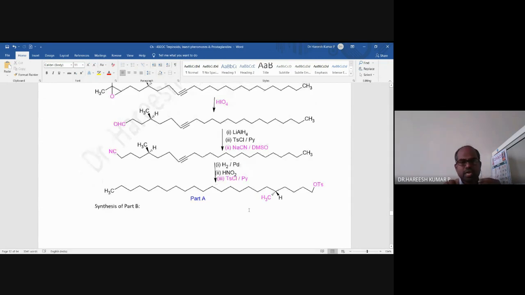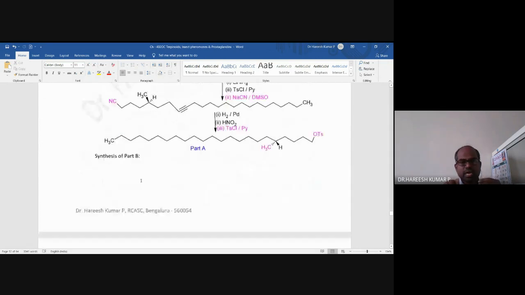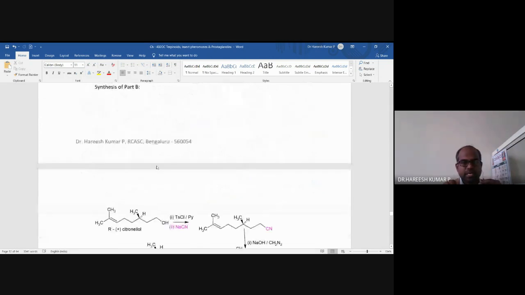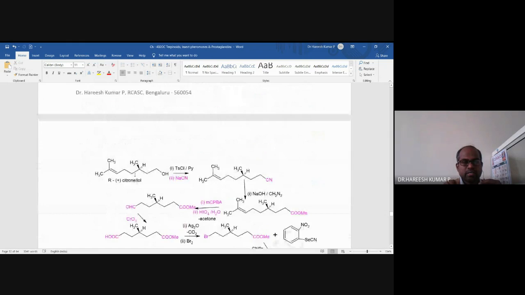So with this, I will go to the synthesis of part B. So this is the citronellal. Okay, citronellal, again you know that it's a naturally occurring terpenoid. So this citronellal, when it is treated with tosyl chloride, OH is converted into tosylate, and that tosylate, when it is treated with CN minus, will give you a nitrile compound.